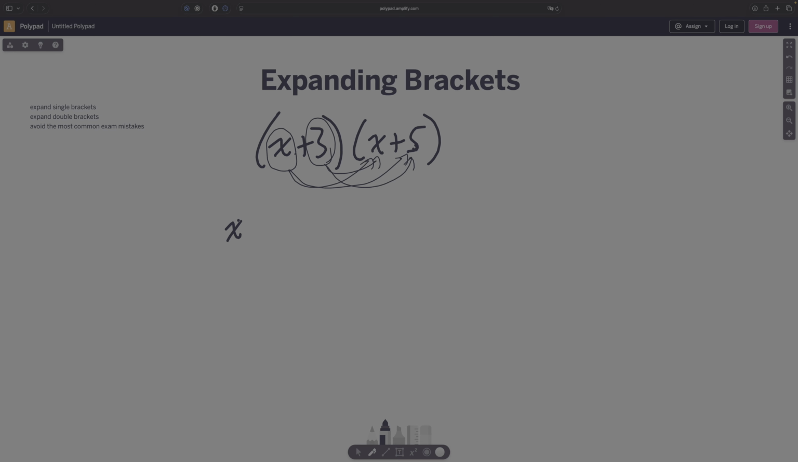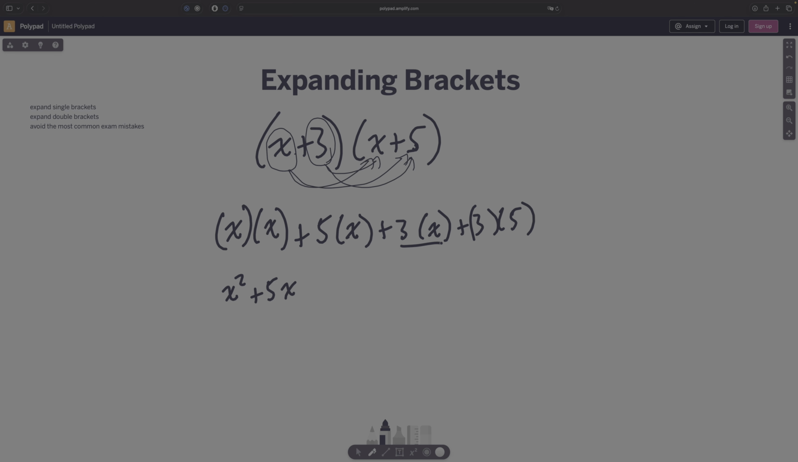We have x multiplied by x in addition to 5 multiplied by x in addition to 3 multiplied by x, and finally 3 multiplied by 5. x multiplied by x is just x squared. 5 multiplied by x is 5x. 3 multiplied by x is 3x. And 3 multiplied by 5 is 15.